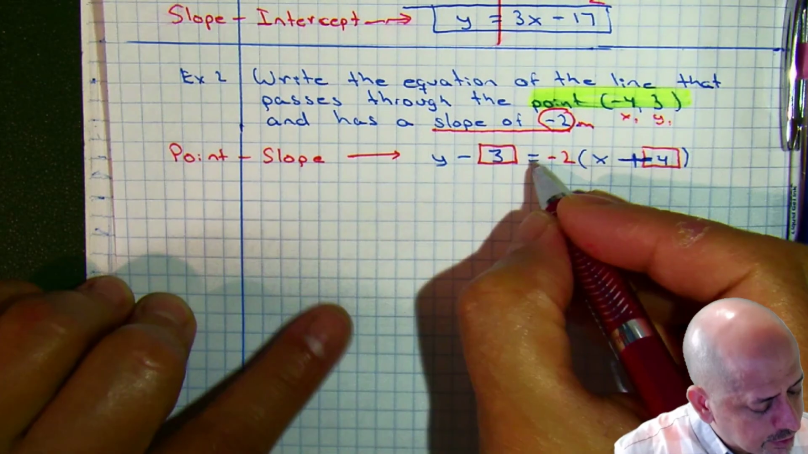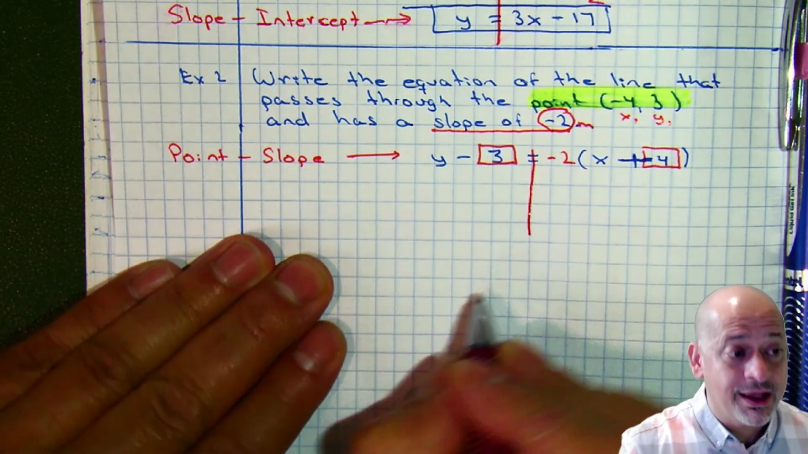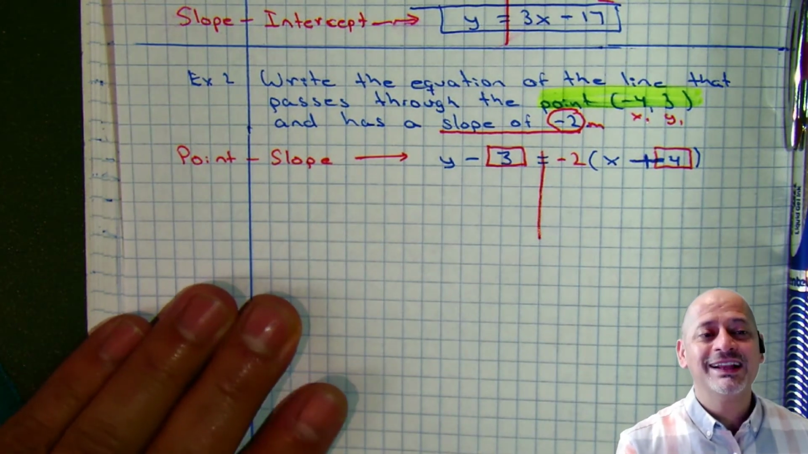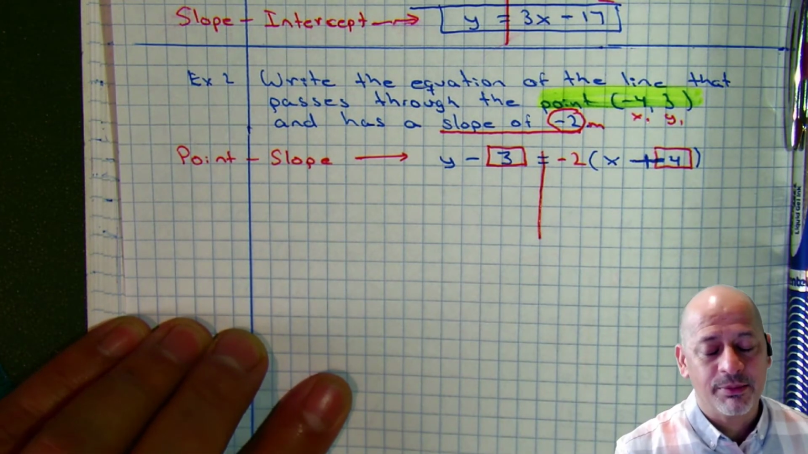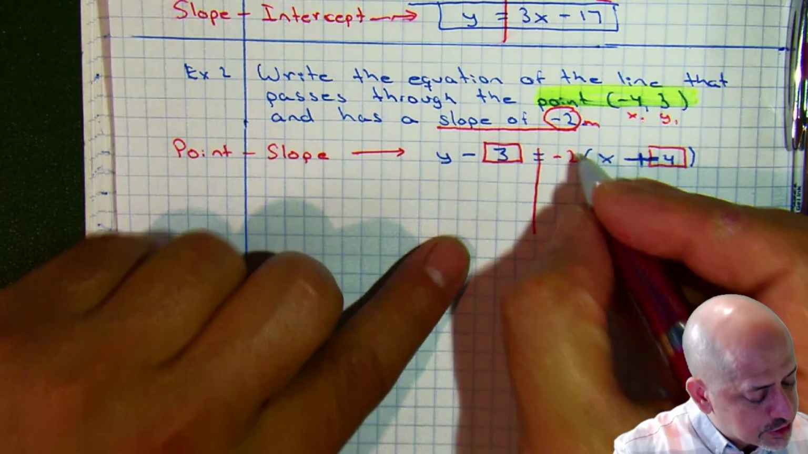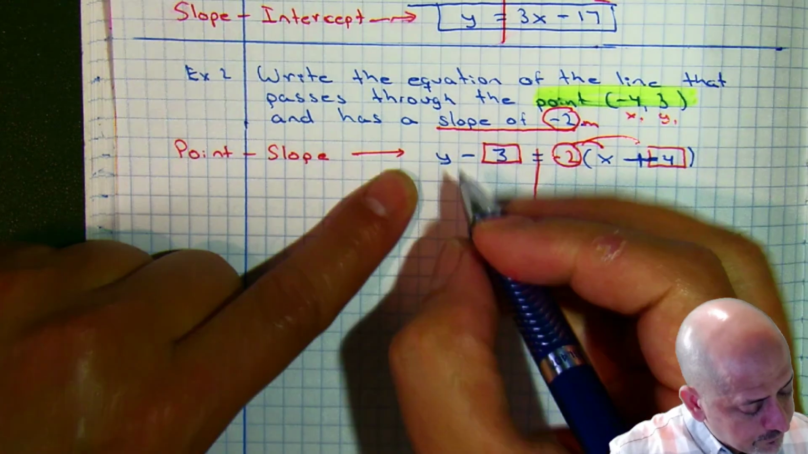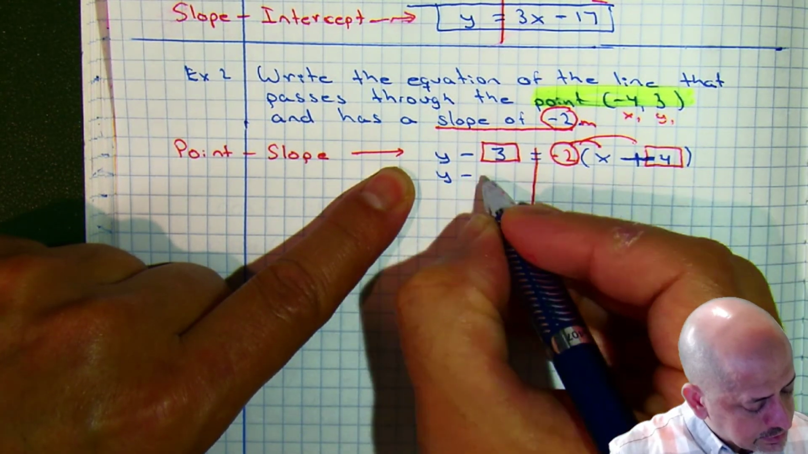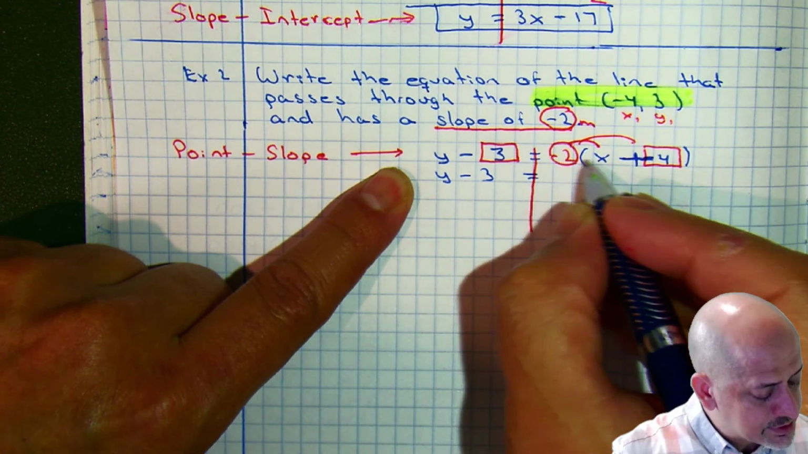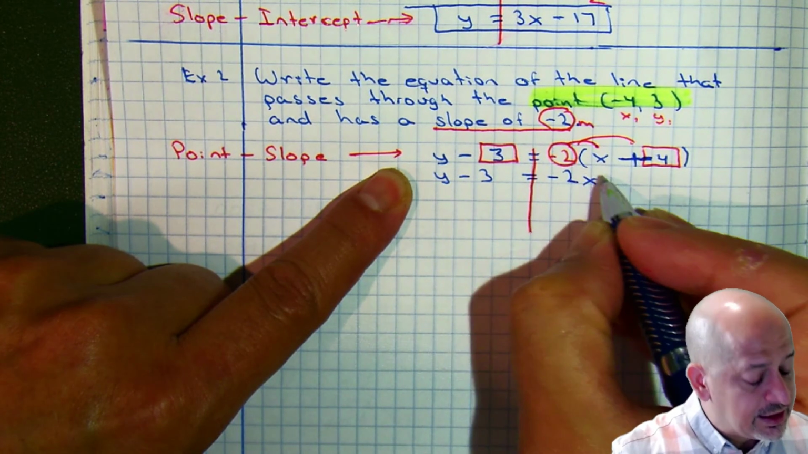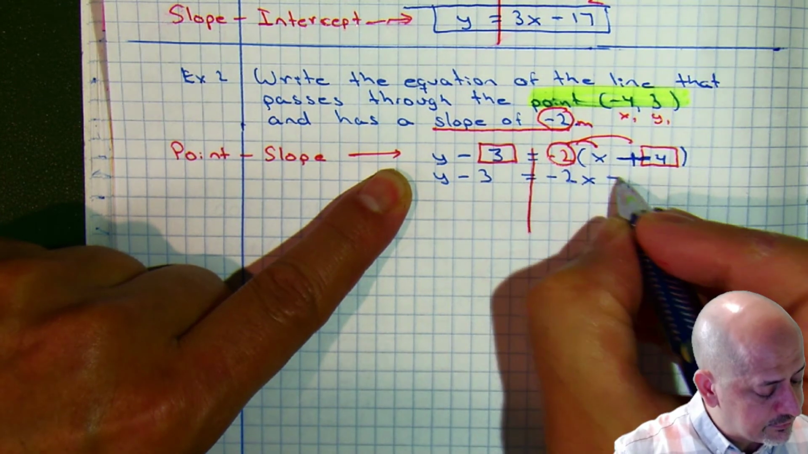Well, okay, draw the line. That's a nice step. What is the first step or the next step? Correct. You're going to use the distributive property, and we're going to multiply this by both. So therefore, I have y minus 3 equals negative 2 times x is negative 2x. Negative 2 times 4 is negative 8.